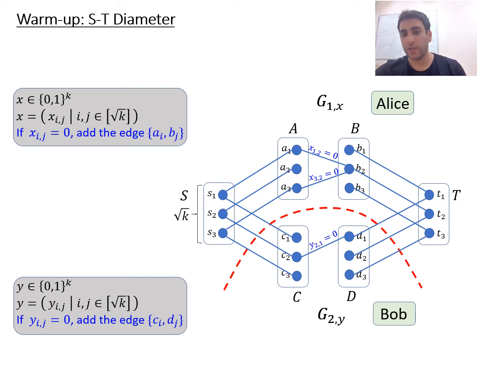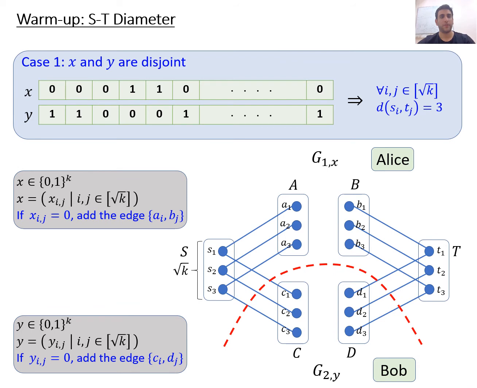So that's the construction. And now I want to show you that solving ST diameter on this construction implies a solution for set disjointness for x and y. And for this, I want to first show you that if the strings are disjoint, then the ST diameter of this construction is exactly 3.